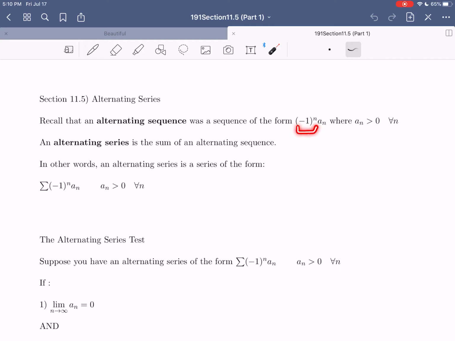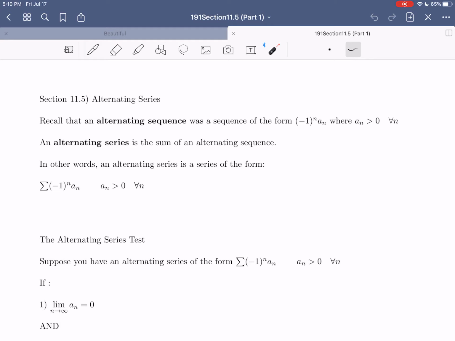And remember that this -1 to the n, whenever n is even, -1 to an even exponent is going to be +1, and -1 to any odd exponent is going to be -1. So this sort of controls whether or not it's positive or negative, and then this sort of controls the size or the magnitude of each term.